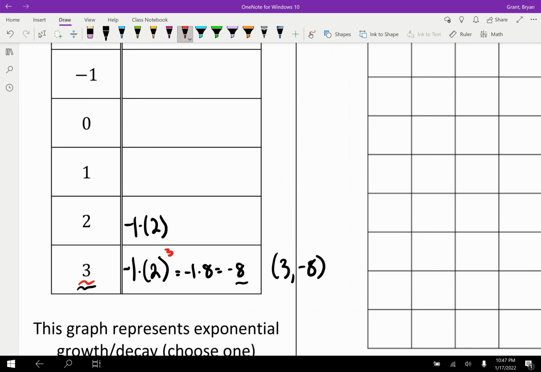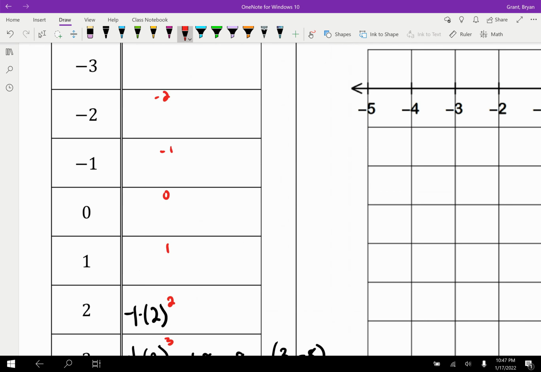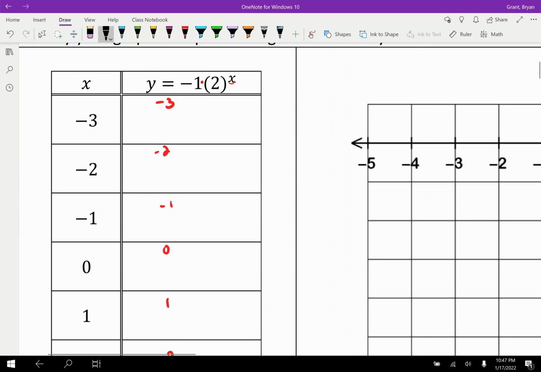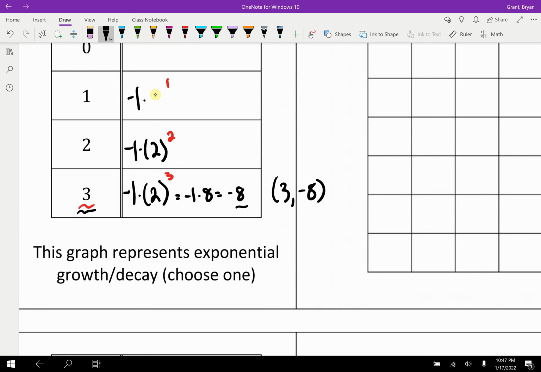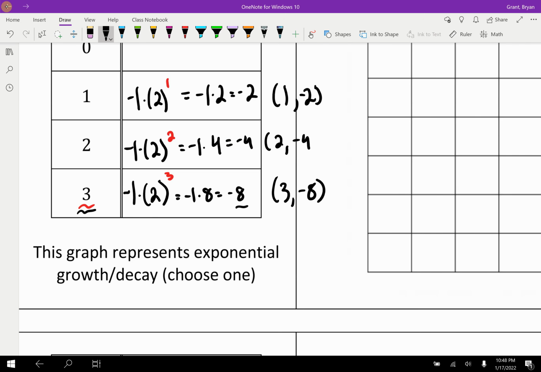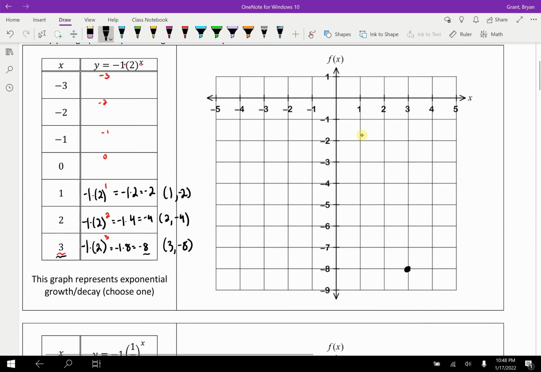We have a few more to do. -1 times 2 to the 2nd power. We'll have a first power, 0th, -1, -2nd, and of course -3rd. And let's get these filled in. Anything to the first power is itself. I'm not sure why I skipped the second. I guess we'll have to go back to that. This gives us the point 1, -2. -1, 2 squared is 4. That gives us -4 here. I'll go ahead and graph those 2 points. 1, -2 and 2, -4.